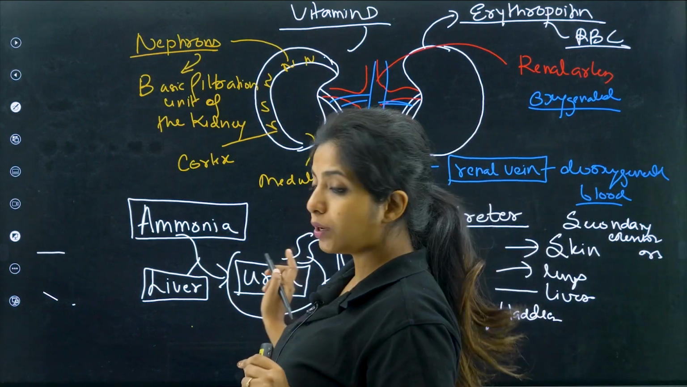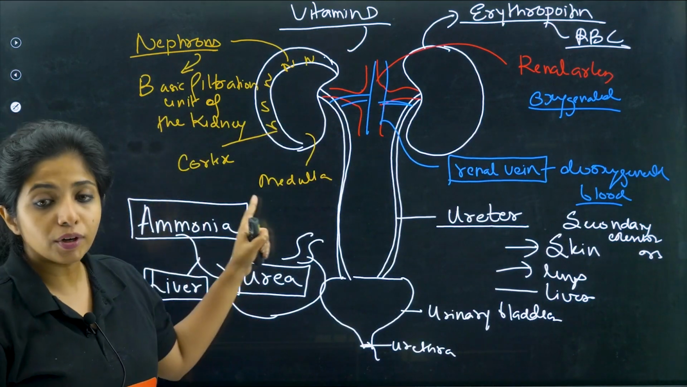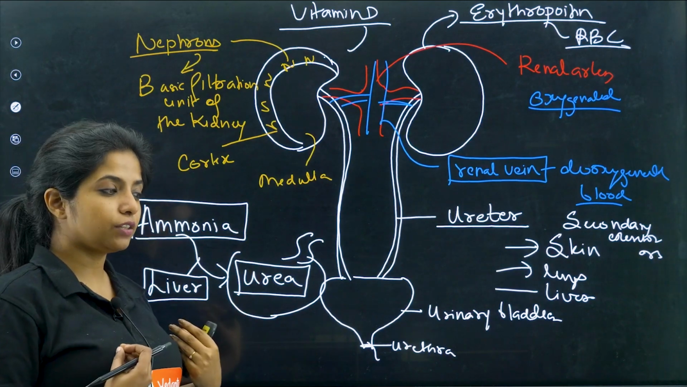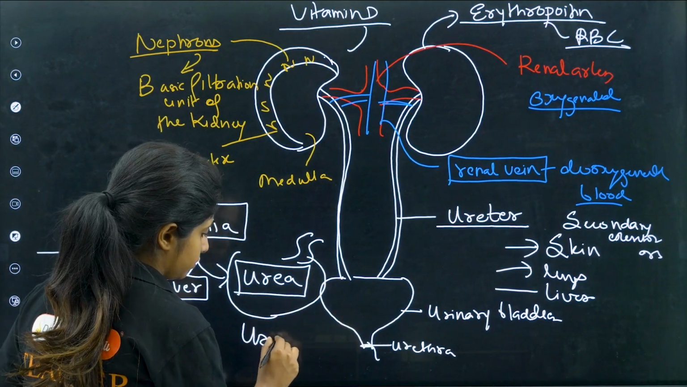So we are ureotelic. We have a ureotelic mode of excretion. This is ammonotelic. When someone excretes in the form of uric acid, we say it is uricotelic. So we have ureotelic.